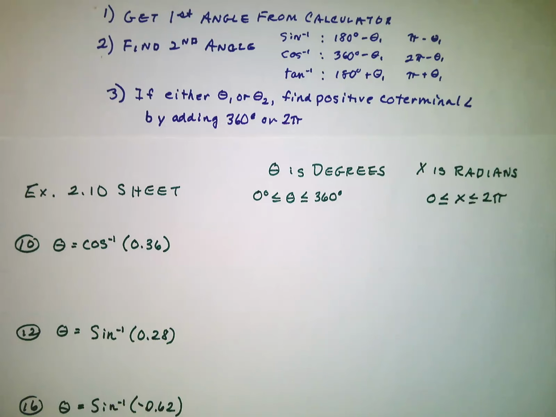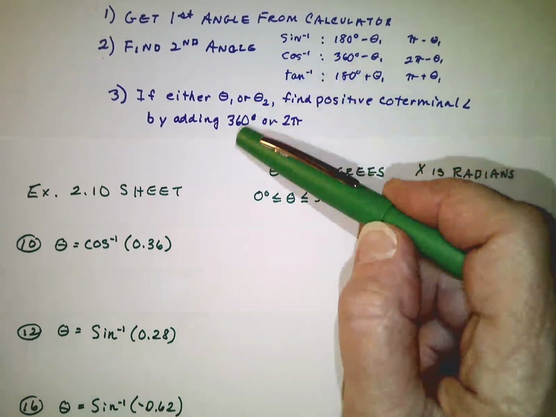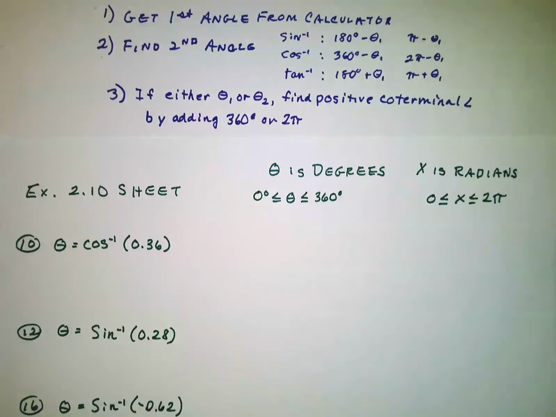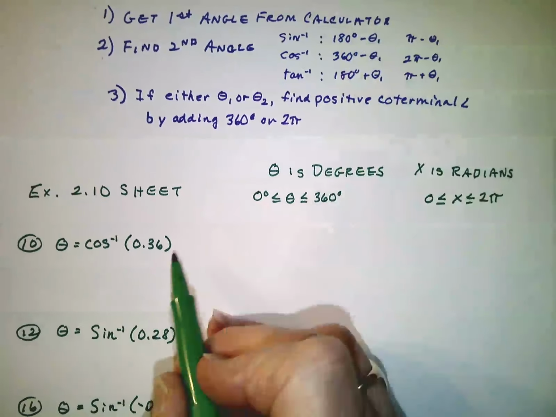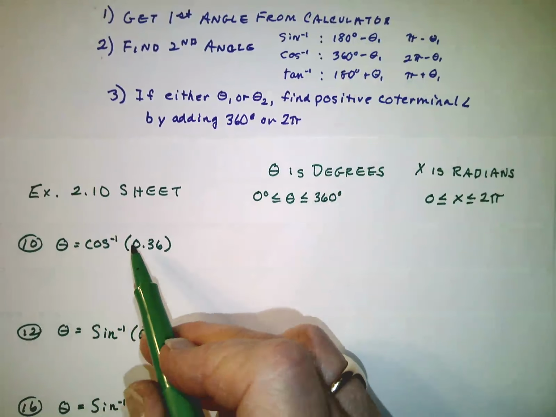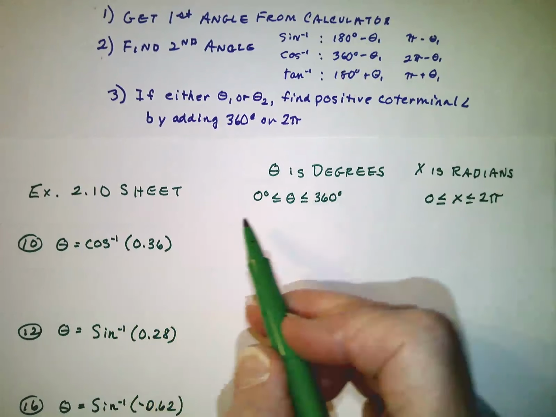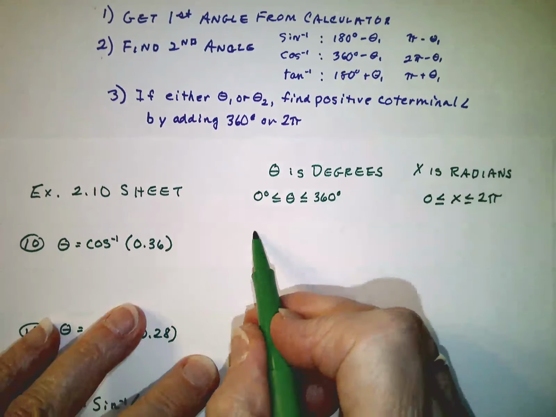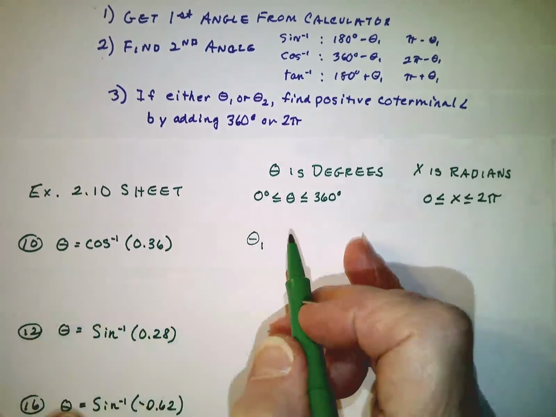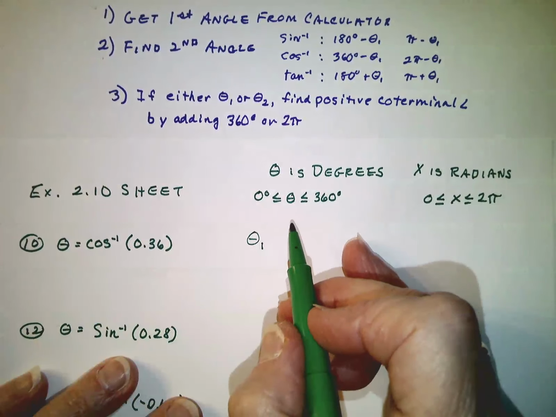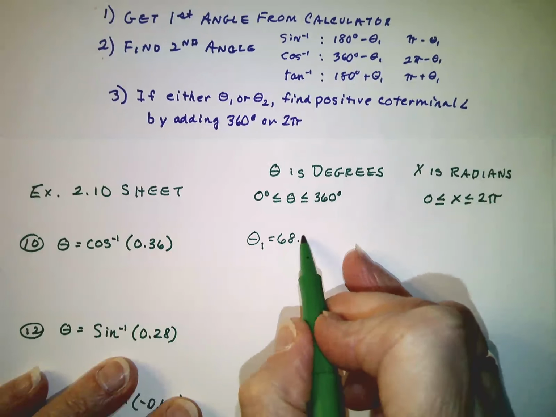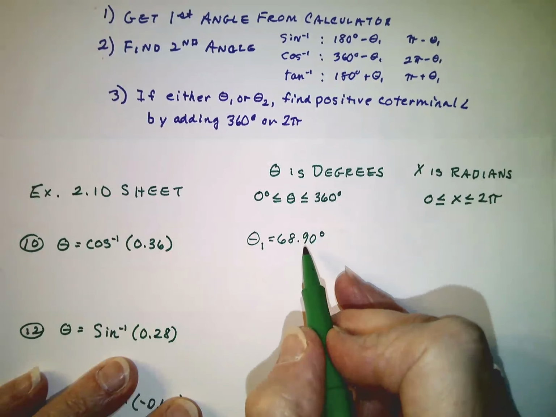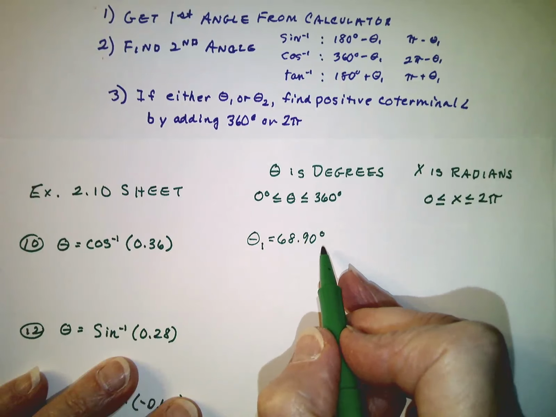I didn't have enough room to work them out on the other sheet. Also, I wanted to bring back the 3 steps. So the first step says get the first angle straight out of the calculator. We're going to be in degree mode, so we're going to do inverse cosine of 0.36. And the calculator, I believe, tells us that the first angle in that case is 68.90. They said 2 decimal places, so we fill in 2 decimal places.